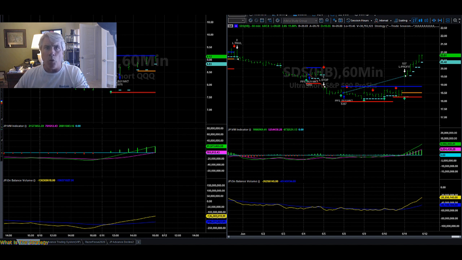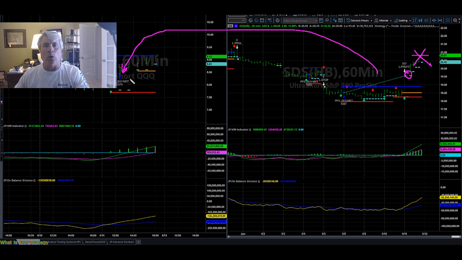Now, for all transparency purposes, based on the performance, we are flat on SDS. Notice that it scaled out of a position this morning. We exited this trade because we took our profits out of SDS and rolled into the SQQ. What is that? This is the ETF that goes up when the Qs go down, this bad boy goes up. So as you can see, the percent change today is up 14%.